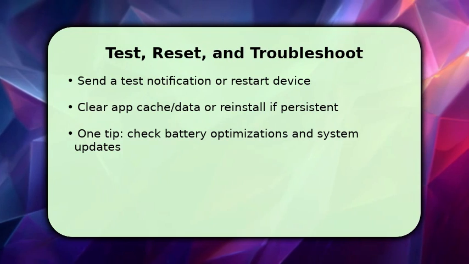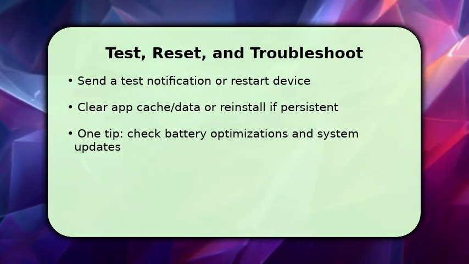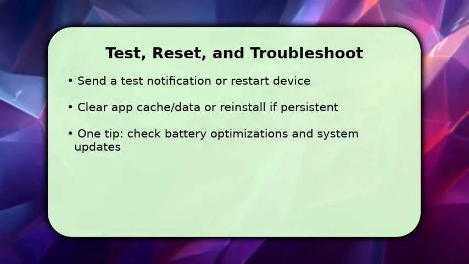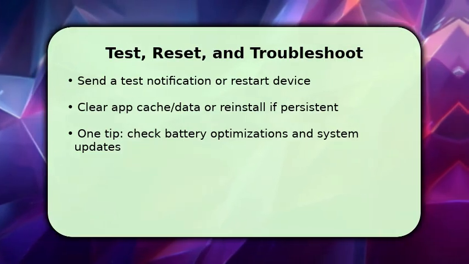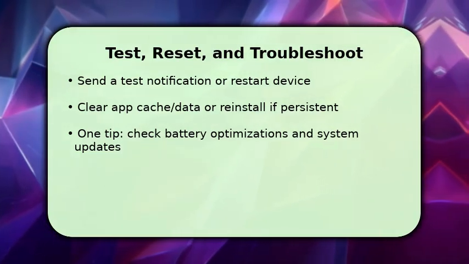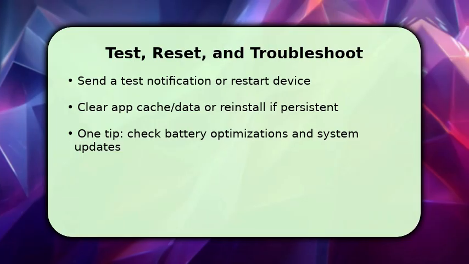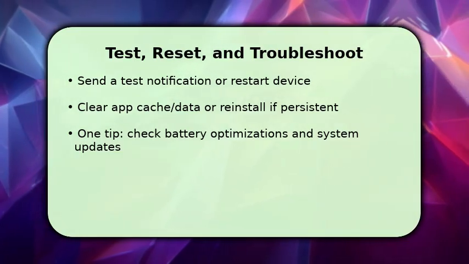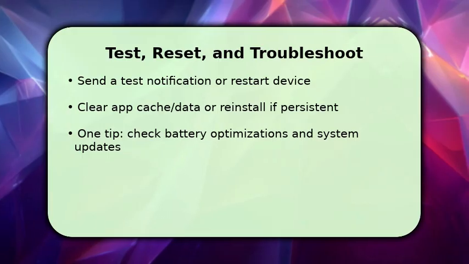Finish by testing and, if necessary, resetting. You should send a test notification or trigger the app to produce an alert, then restart the device to apply changes. If notifications still fail, clear the app cache or data and reinstall the app. That often fixes corrupt local settings.